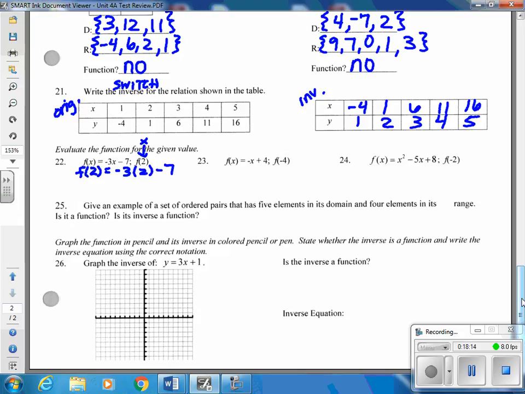You must follow order of operations when you're doing this. -3 times 2 is -6, bring down -7. So the value for f of 2 is -13, because -6 minus 7 is -13.